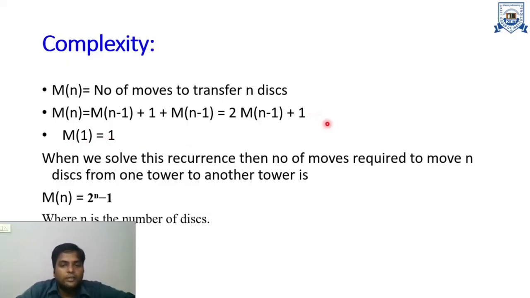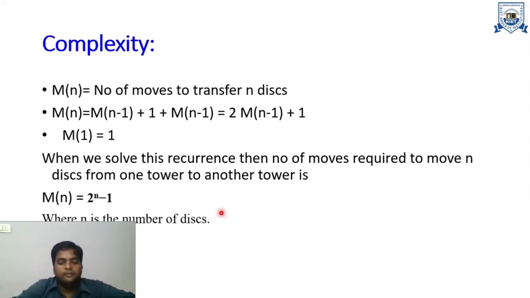So when we solve this recurrence relation, we find that the total number of movements for transferring n disks from one tower to another tower is 2 to the power n minus 1, where n is the number of disks. So this is the way through which we can calculate the number of movements when we move n disks from one tower to another tower.